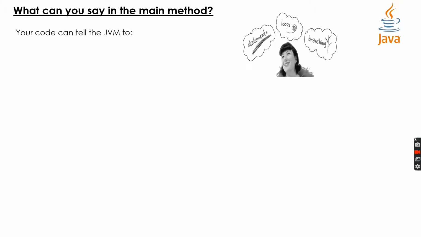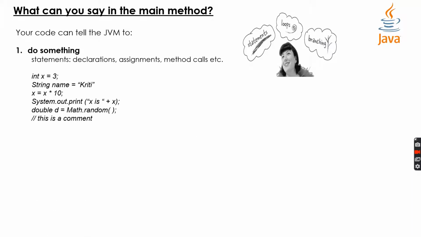What can you say in the main method? Once you are inside the main method or any method, the fun begins. You can say all the normal things that you say in most programming languages to make the computer do something. Your code can tell the JVM to do something with a statement, declaration, assignment, method call, etc. So here we can give a String name, x multiplied by 10, and print simply System.out.print("x is " + x). double t = Math.random(). This is a random function that we will see in the next videos.